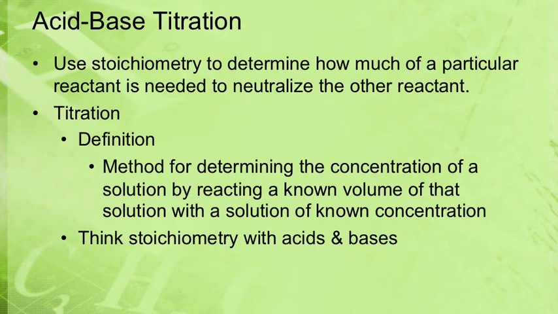So what we want to look at here is something called acid-base titration, or neutralization reactions, as they're also called. This is if you have an acid or a base and you want to neutralize it. You want to make it neutral, to have a pH of 7, as long as it's a strong acid and strong base, which is the only thing that we're going to worry about in a general chemistry class. The goal here is to use stoichiometry to determine how much of a particular reactant is needed to neutralize the other reactant. And this process in lab is called titration.